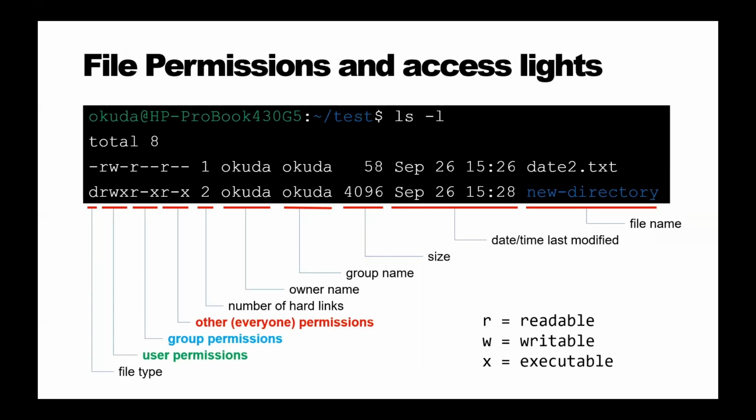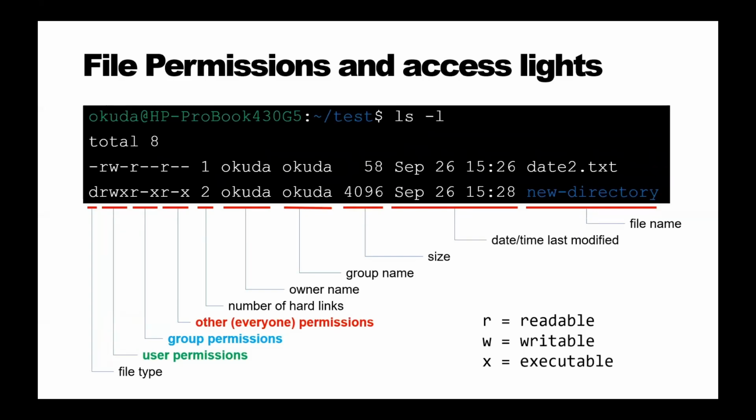This shows the result of executing ls -l on the test directory we just created. You can see date2text and new directory on the right side. When you execute ls with -l, you will get detailed information about the file like this. The leftmost column of the output shows 10 characters of information for each file and directory.